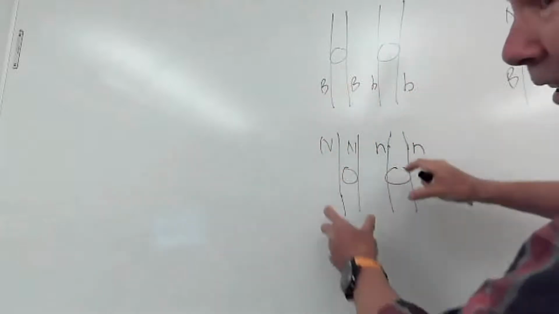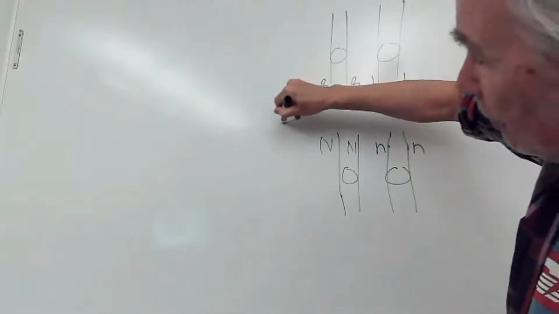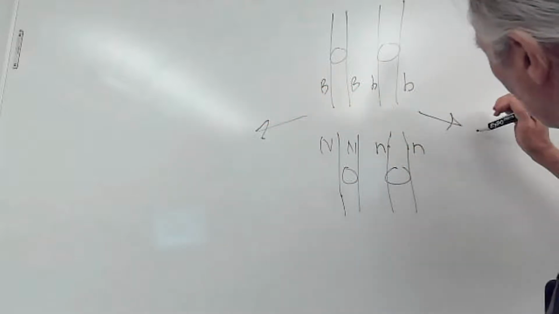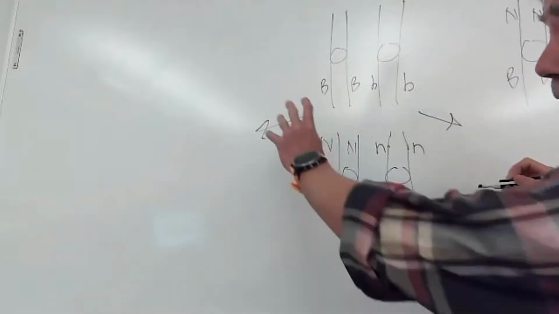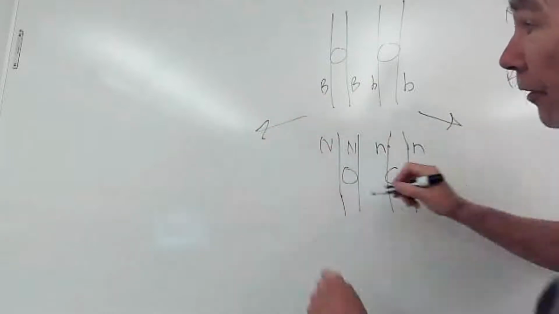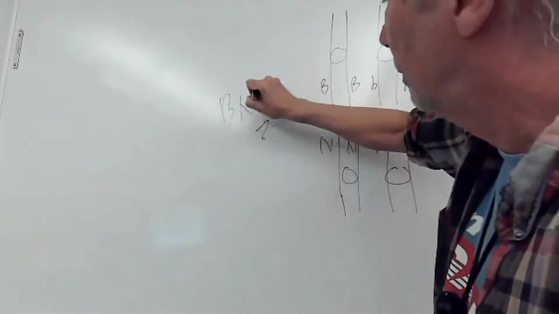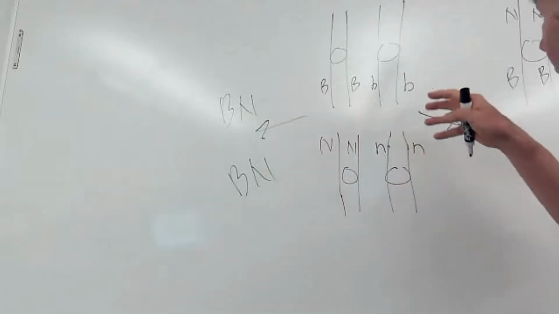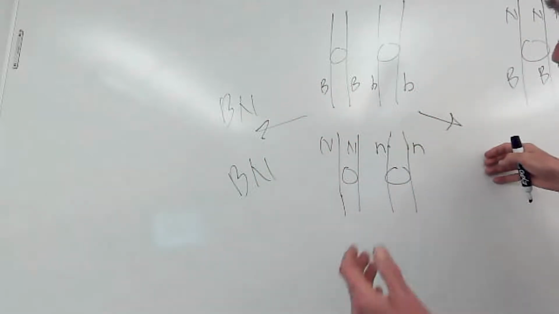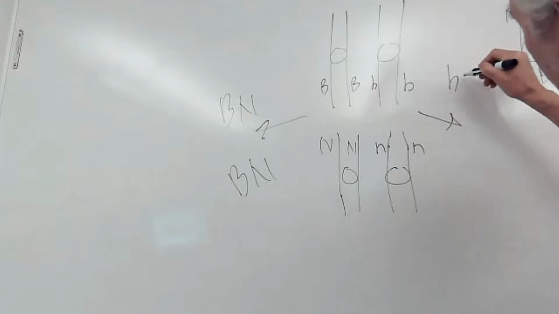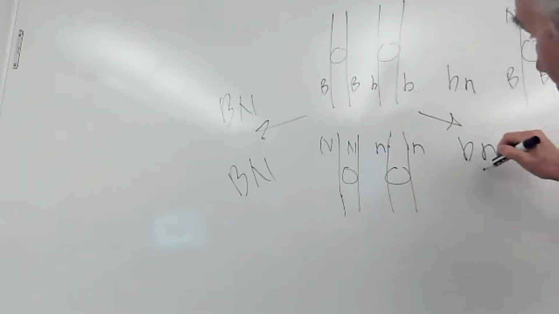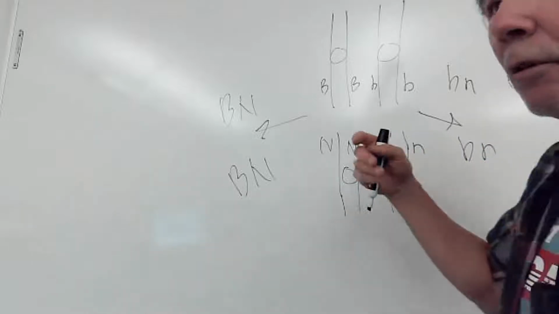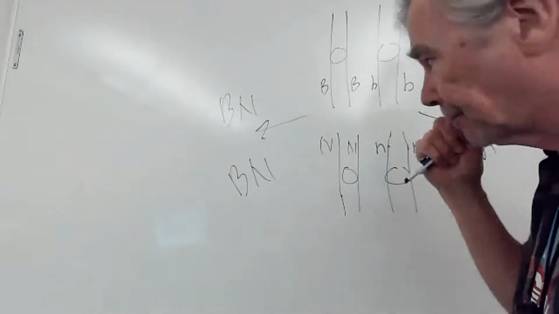So what if they line up like this? Then in anaphase 1, these 2 will go over here, and these 2 will go over here. So what kind of combination will we have over here? Big B, big N, big B, big N. And over here, what allele combination will we have in the gametes? Small b, small n, small b, small n. See? Okay, that's how we can get what are called the parental combinations.